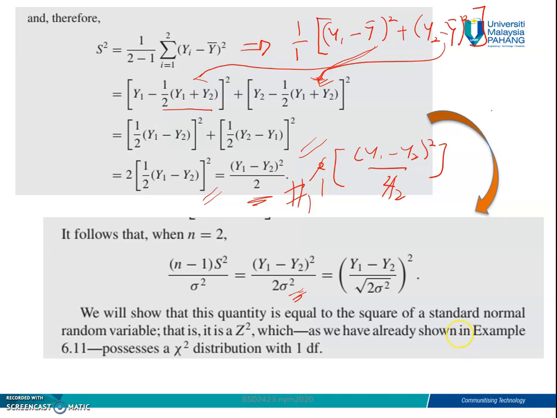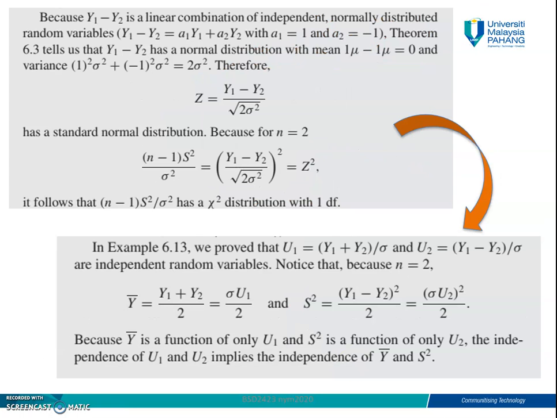We already showed this in example 6.11, which possesses a chi-square distribution with 1 degree of freedom. Now, Y1 minus Y2 is a linear combination of independent normally distributed random variables. Y1 minus Y2 is equal to a1 Y1 plus a2 Y2, so you can see that a1 is 1 and a2 is negative 1. By theorem 6.3 that you have learned before, Y1 minus Y2 has a normal distribution with mean this. Do you remember when you find the expected mean?